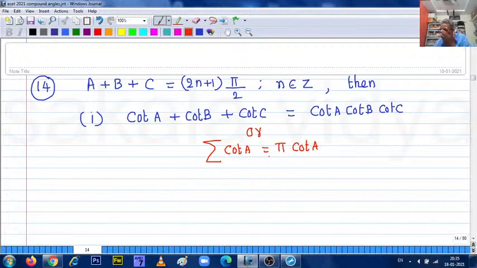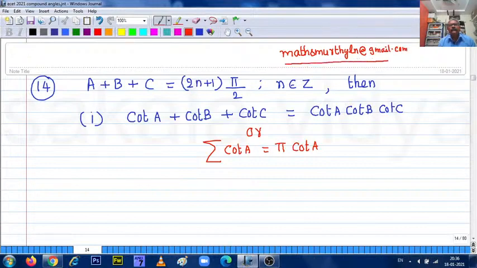Sir, how can you send the syllabus? I will give my mail ID here. Maths Murthy ln@gmail.com. So you can forward to this mail. Right.